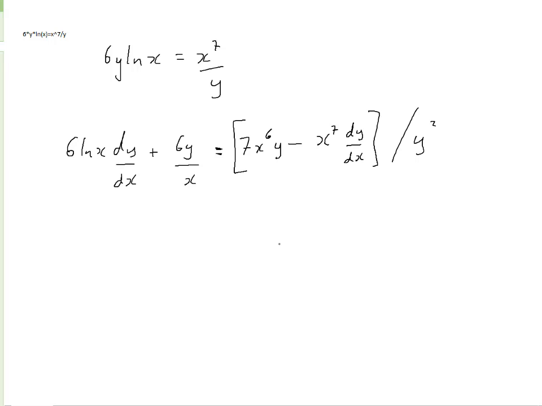So this looks a bit unfriendly. So the first thing would be to multiply both sides by y squared.